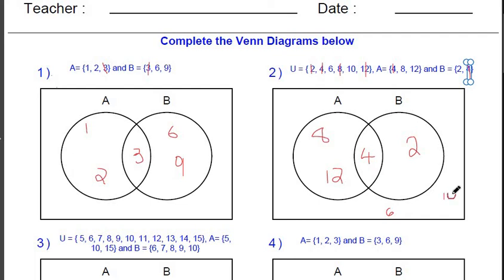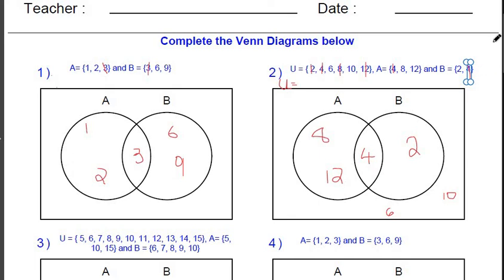So that means that this rectangular box represents all the elements in the universal set, and we will write U equals. So U is equal to all the elements in set A, all the elements in set B, and the residual elements that were not a part of set A or set B. That is how we represent the universal set.